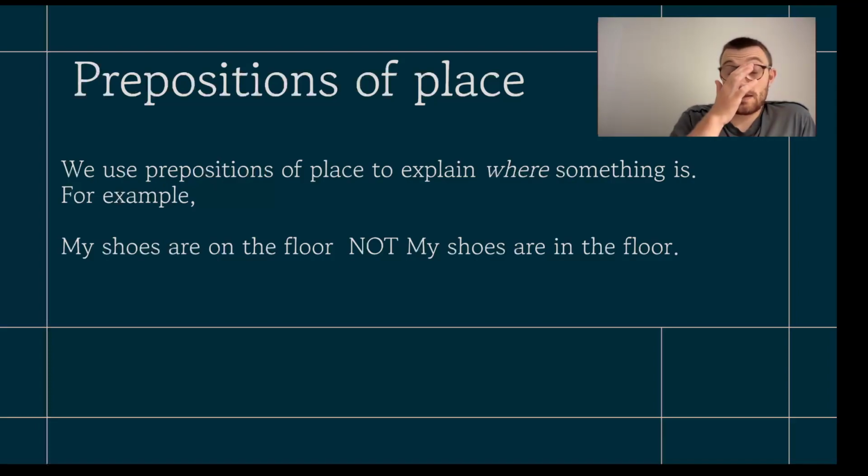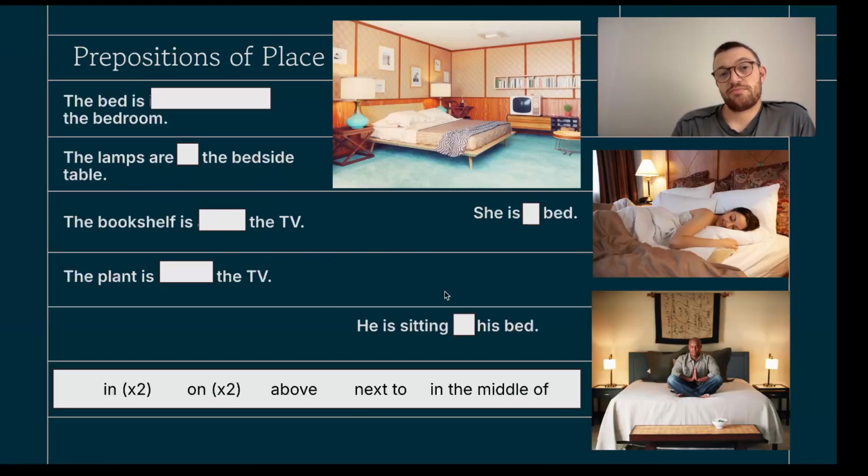So we use prepositions of place to explain where something is, right? For example, my shoes are on the floor. It's a good sentence. Not my shoes are in the floor. There we go. Right. We can have a bit of a practice of these prepositions of place.